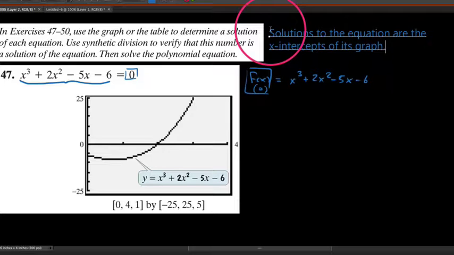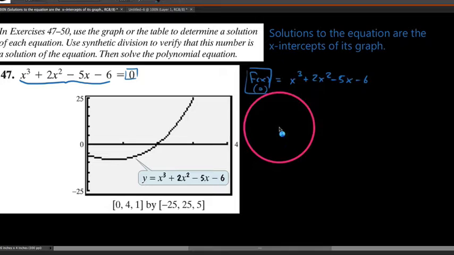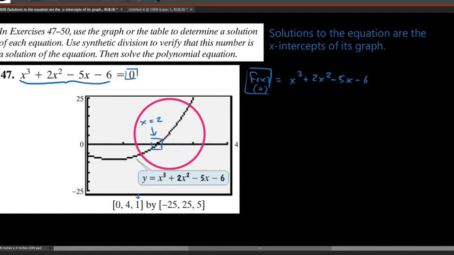And so we have this third degree polynomial here, and at least what we've been given on this graph is a window that goes from 0 to 4 on the x-axis. It looks like we're going by 1, so we have 1, 2, 3, 4, and on our y-axis we're going from negative 25 up to 25, and it looks like it's going by 5s here. So do we think we see any zeros or solutions or x-intercepts of this polynomial equation? And I kind of feel like I see one right here. It feels like it's obviously x equals 2 would be something that when I plug it in, I get a y value of 0.